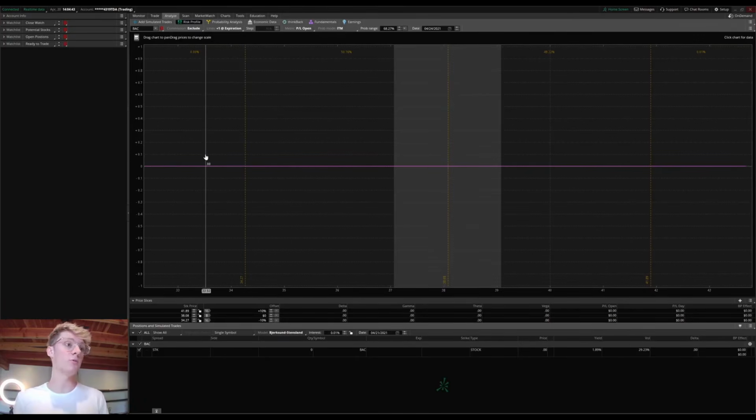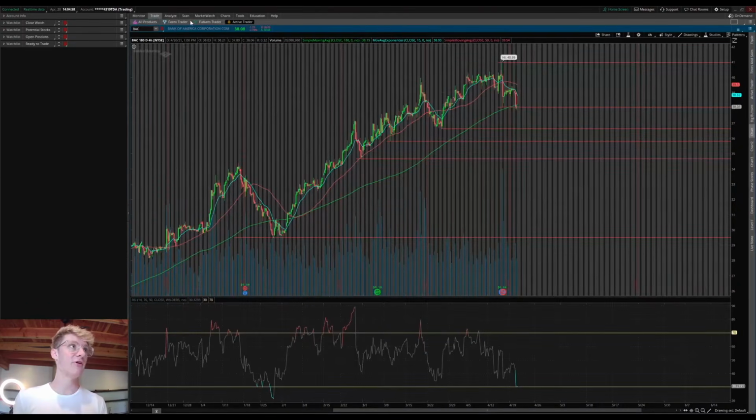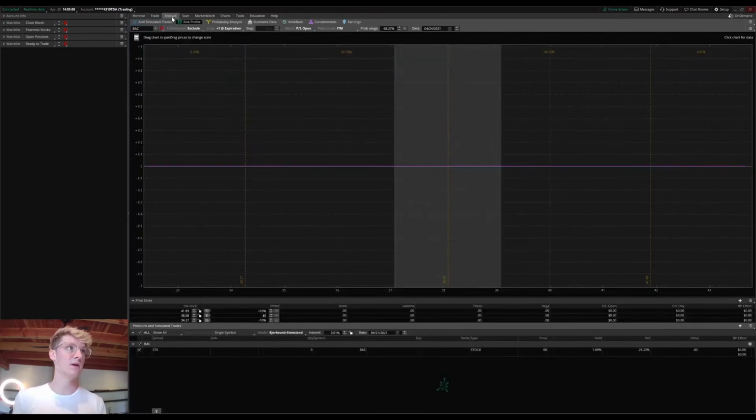I've got the screen pulled up right here just so you have an idea of what you're actually looking at. Okay, I've pulled up ticker symbol BAC. Currently BAC is trading at $38, as you can see. Again, this is under Analyze, and you're going to go to Risk Profile. So Analyze, Risk Profile, it's going to pull up this chart.